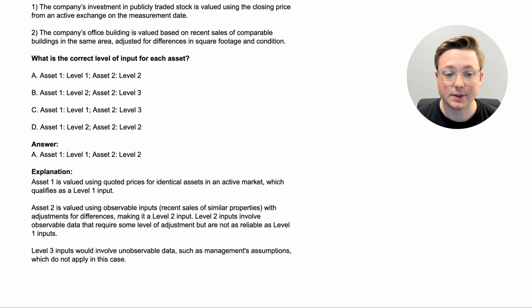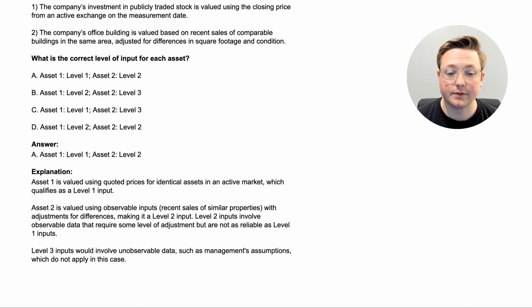All right, here we are. The answer is A, that asset 1 would be a level 1 input, and asset 2 would be a level 2 input for the fair value measurement. So let's walk through this. Asset 1 is valued using quoted prices for identical assets in an active market, which qualifies as level 1 input. And keywords active plus identical, and we're going to talk a bit more about that in the pillar topics.